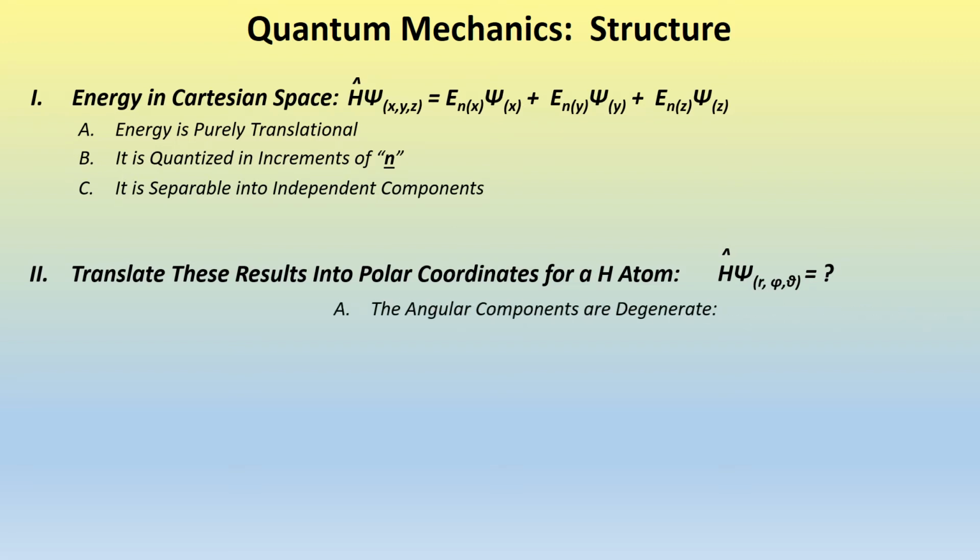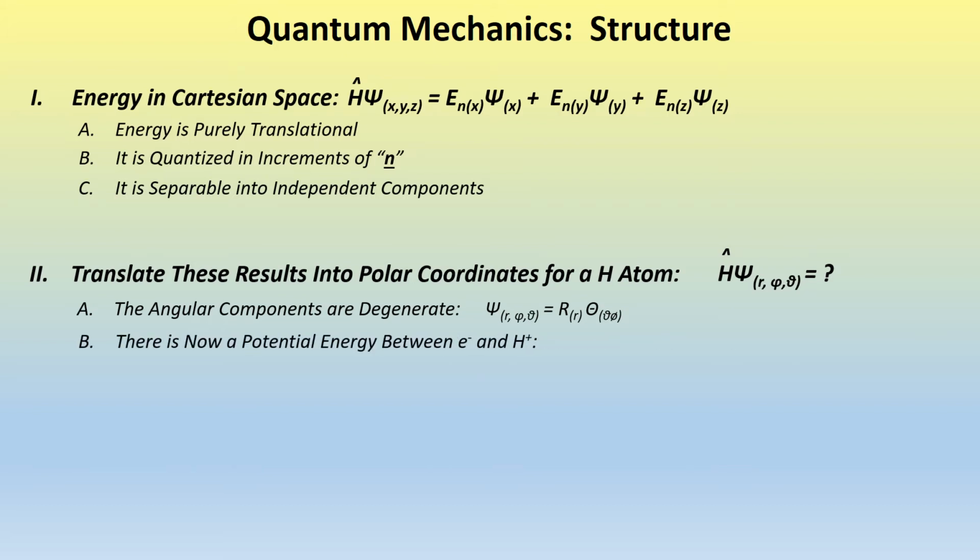The wave function psi of r, theta, phi can only be split into a radial distribution function, R of r, and an angular function, capital Theta, of theta and phi. Also, since I have a positive nucleus and a negative electron, there is now a potential energy.